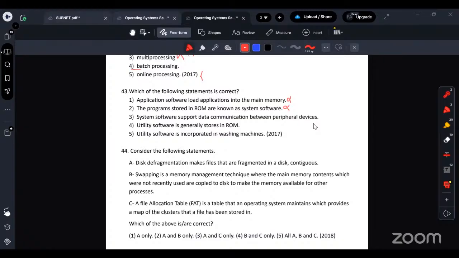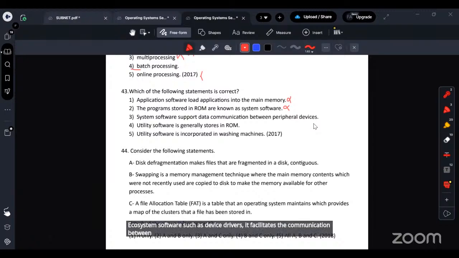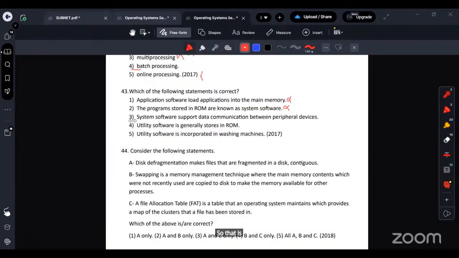So option 3. System software supports data communication between peripheral devices. Is this true or false? True, right? Because system software such as device drivers facilitates the communication between the computer's hardware and peripheral devices. Examples: scanners, printers. So that is correct.